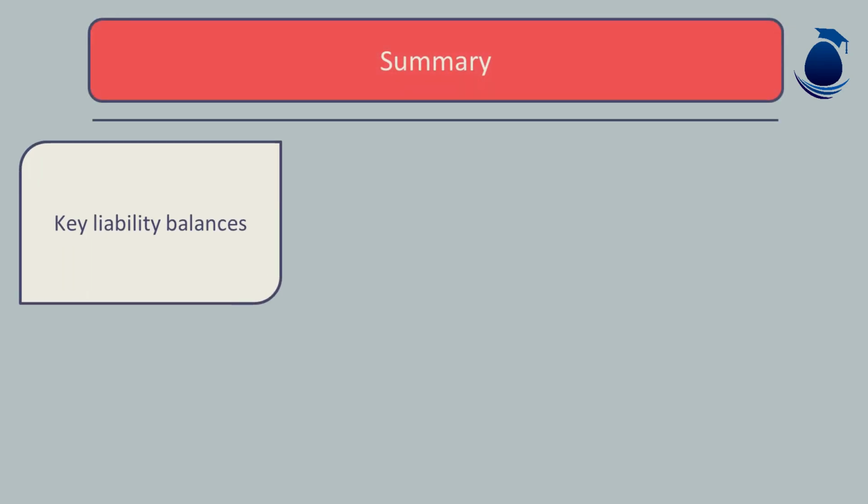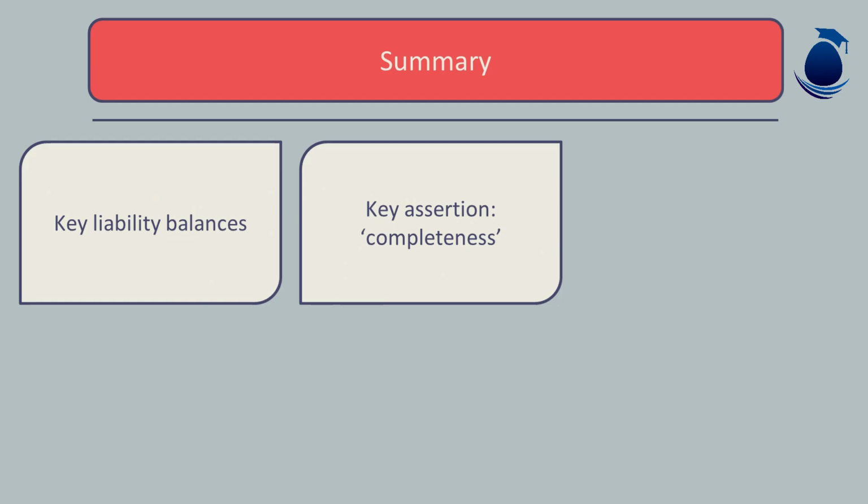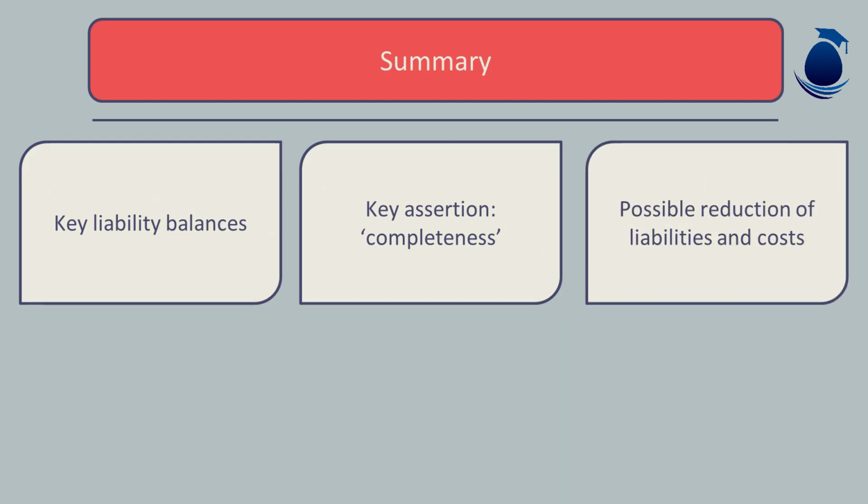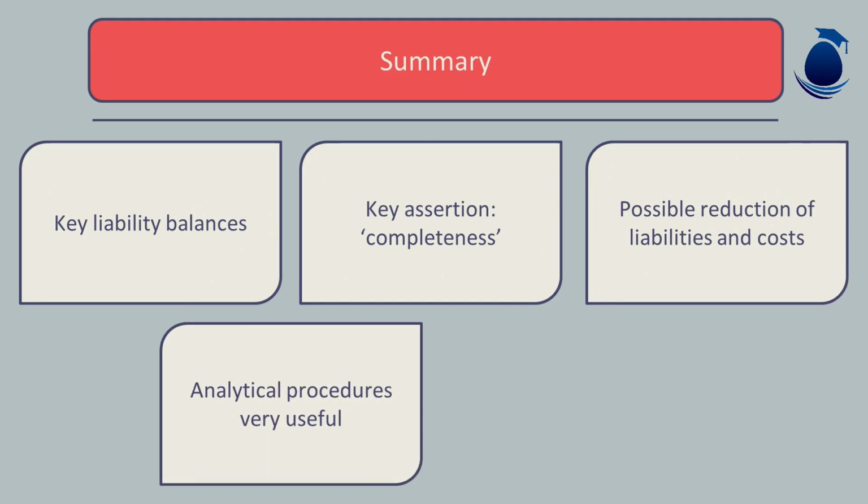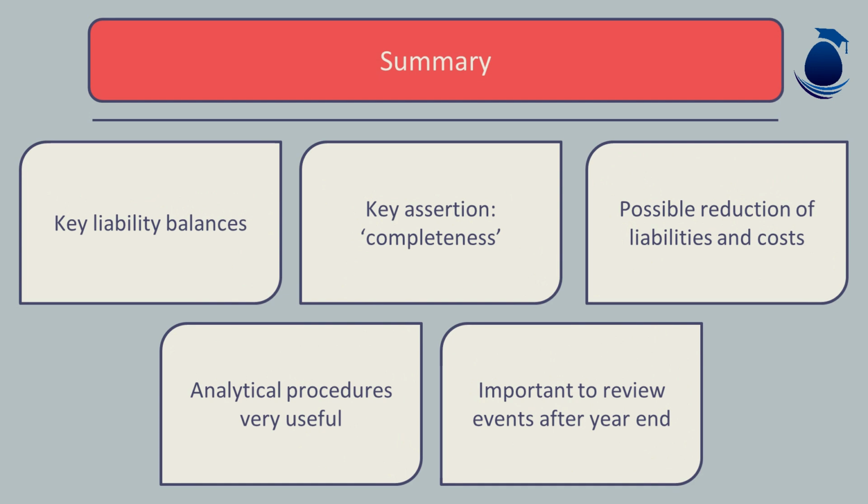In summary, we have looked at key liability balances that are regularly seen in the statement of financial position. When auditing liabilities, the key assertion is completeness, as it is possible the client may manipulate figures to reduce liabilities and costs. Analytical procedures are a very useful tool when reviewing these balances, and reviewing transactions and events after the year end should not be overlooked, as this may identify potential liabilities that have been missed.